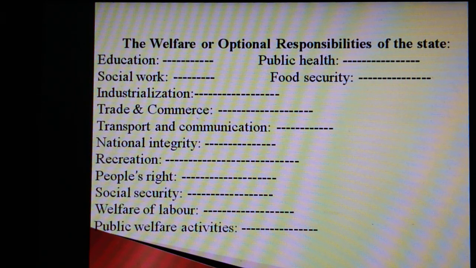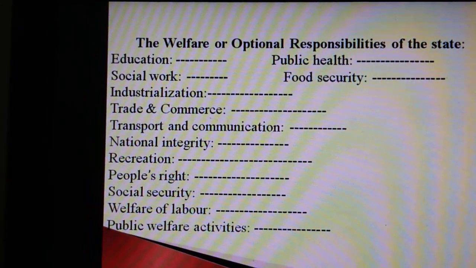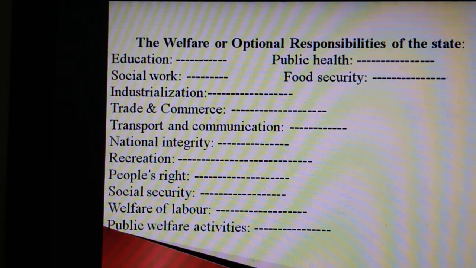Now, welfare or optional responsibilities or functions of state. First of all, education. The most important optional work of the state is to educate people. The educated citizens are the most valuable resource of the state. The educated persons are aware of the citizens' rights, duties, and responsibilities. Even they become patriotic. The progress of the state depends on the educated people.